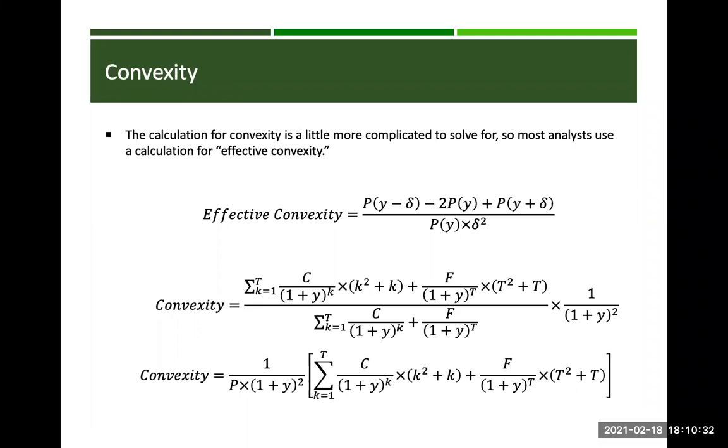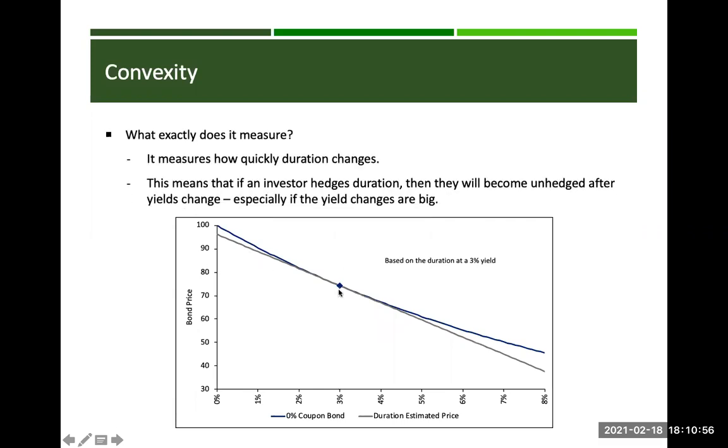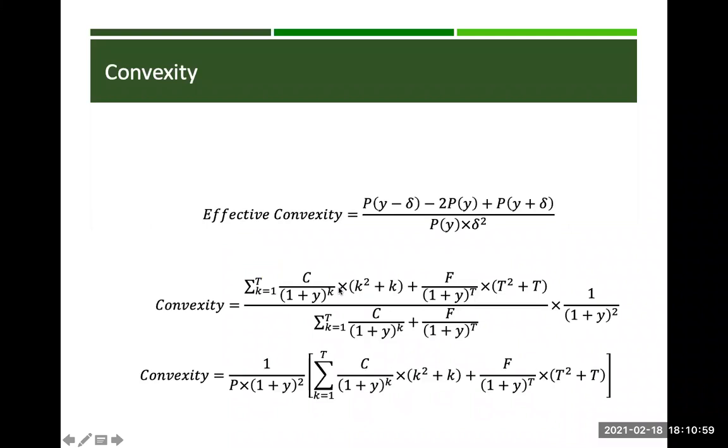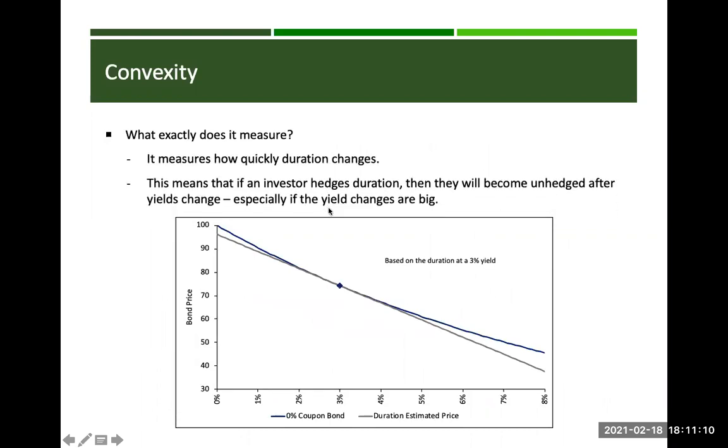Now, I'm not going to make you calculate convexity, because again, that's more of me testing whether you can use a calculator. But you do have to understand the convexity adjustment. What is the need for the convexity adjustment? And that is important. I won't make you calculate convexity, but I may make you calculate the expected change in price with the convexity adjustment. So you don't need these formulas. I will give you convexity, but you will need to know how to apply it.